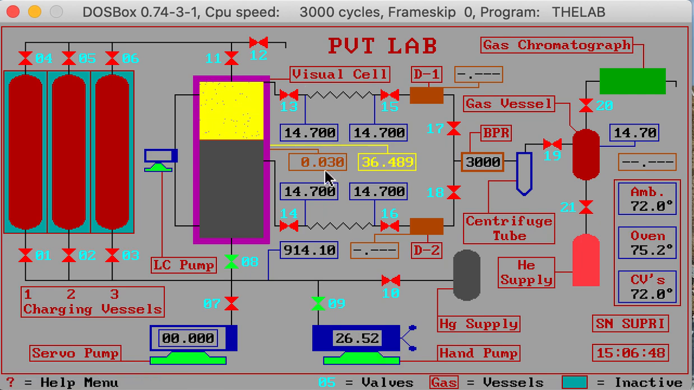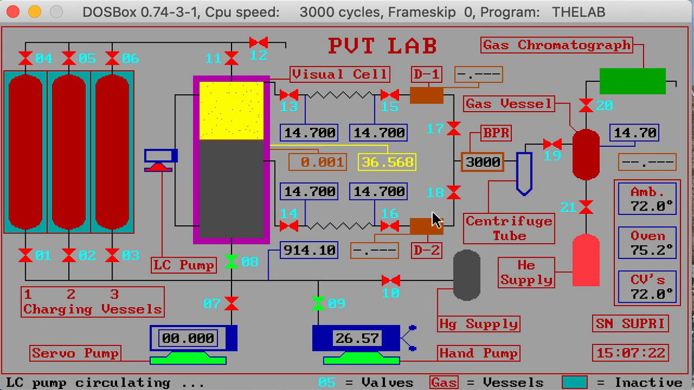So I'm getting closer. Now I have only 0.030. So I'm going to remove minus 0.035, let's say. I have 0.01. I'm going to remove minus 0.015. Okay, so I got to the point that the amount of liquid is 0.001.